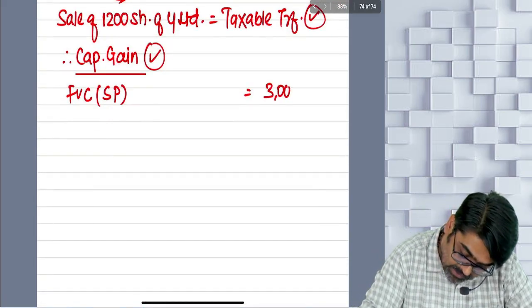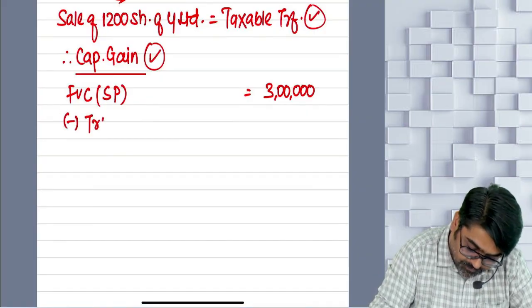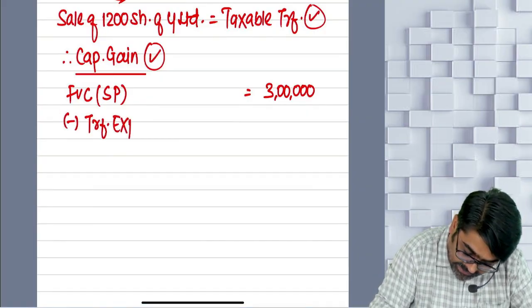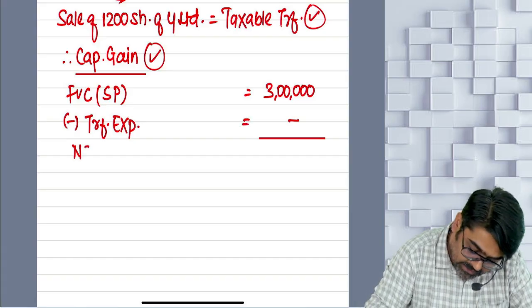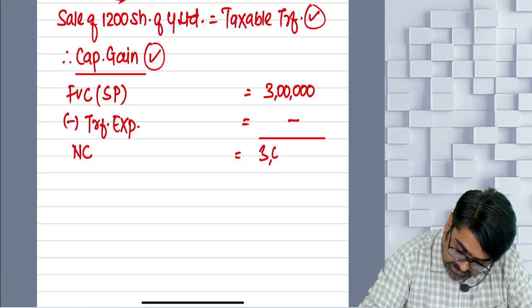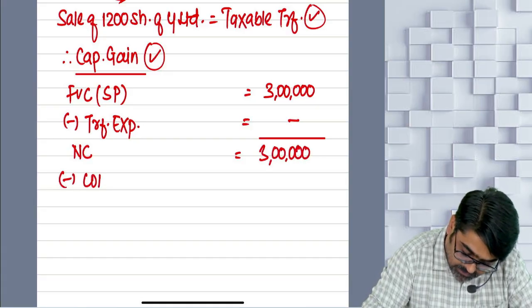So 3 lakh will be the full value of consideration minus transfer expense. How much is the transfer expense? Nil. So net consideration will be 3 lakhs. Now, sir, what will be the cost of acquisition?